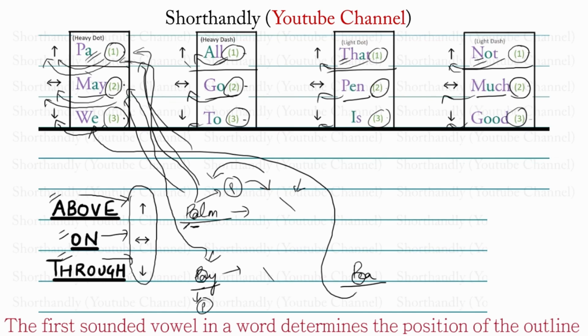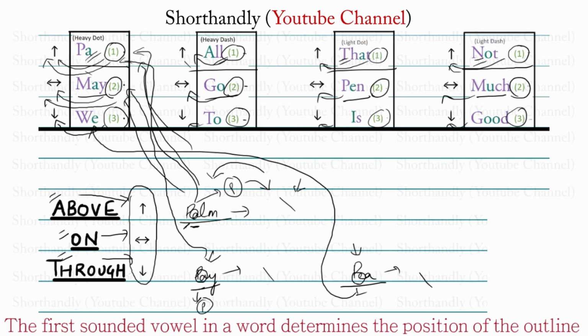So as we have this word here, the first vowel sound that we are getting from this word is E, which is a third place vowel, and the first consonant is P, so we will simply be making our first outline P through the line like this. Alright, so this is it.